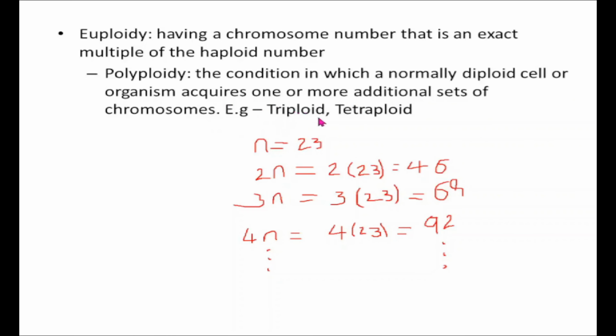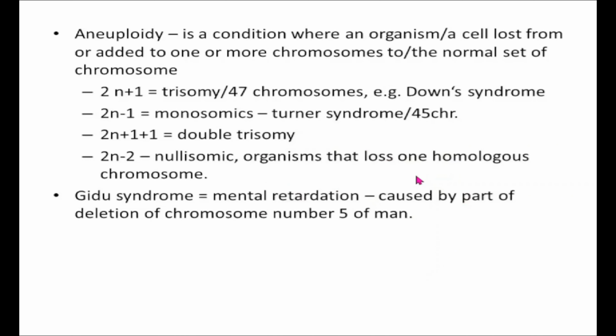For example, triploid, tetraploid. Let's say N is 23 in humans. 2N is 2 times 23, which is 46 chromosomes. 3N means 3 times 23, 69, that is triploid. 4N, 4 times 23, equals 92, that is tetraploid. These we call euploid. The increment is in the set of haploid number.